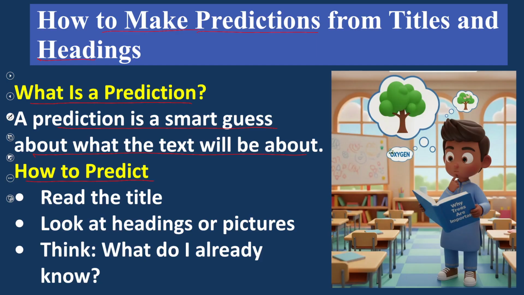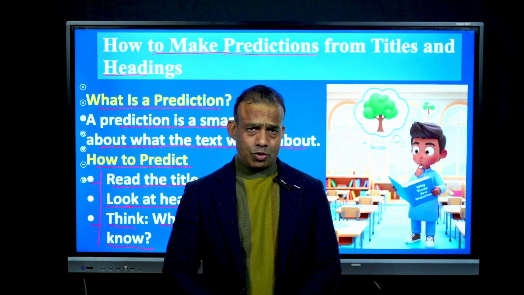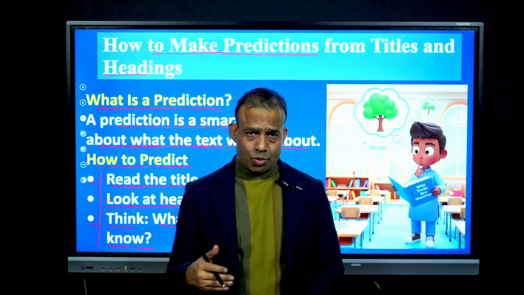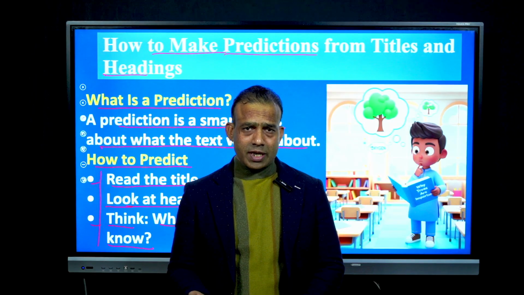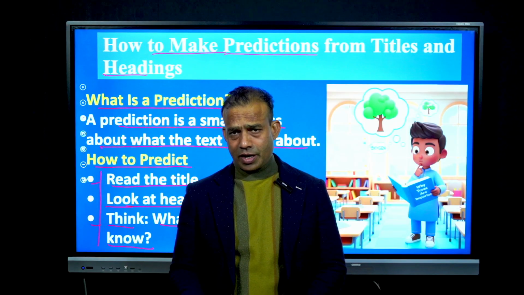And how can we make our predictions? Number one, read the title. Number two, look at the headings or pictures if there are any in the text. And number three, think: what do I already know about that text? So these are the three simple steps. By these three steps, we can predict easily what the text is saying. I hope, dear learners, you have learned this simple three-step process. Now, move to the next slide.